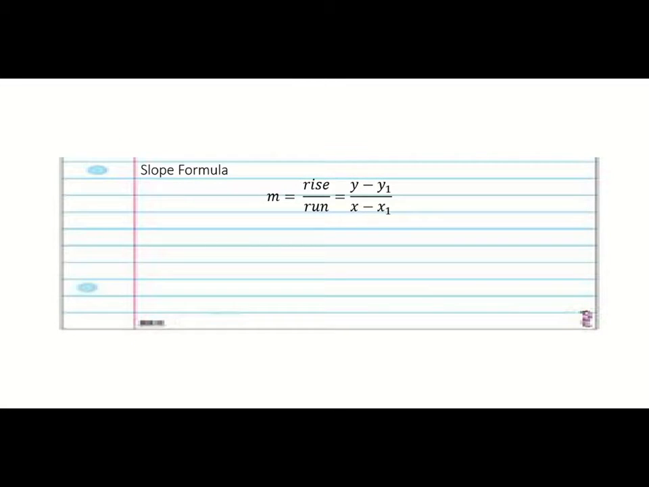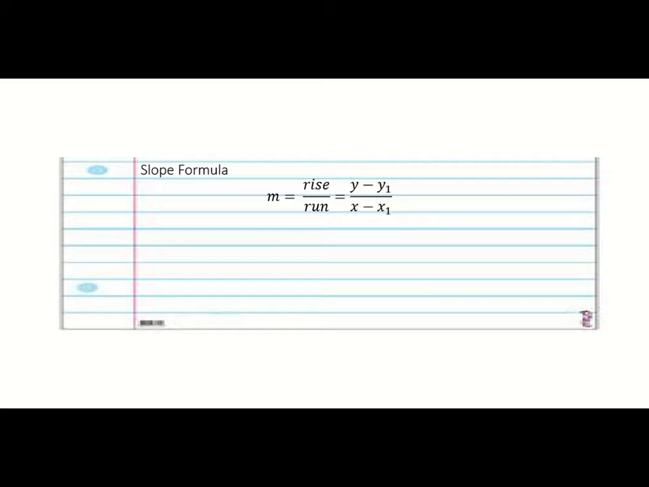Our next 2 examples are going to require us to write the equation of a line just by being given 2 points on the line, not given the graph like we were in previous examples. So we have to use something special called the slope formula in order to write the equation of the line.